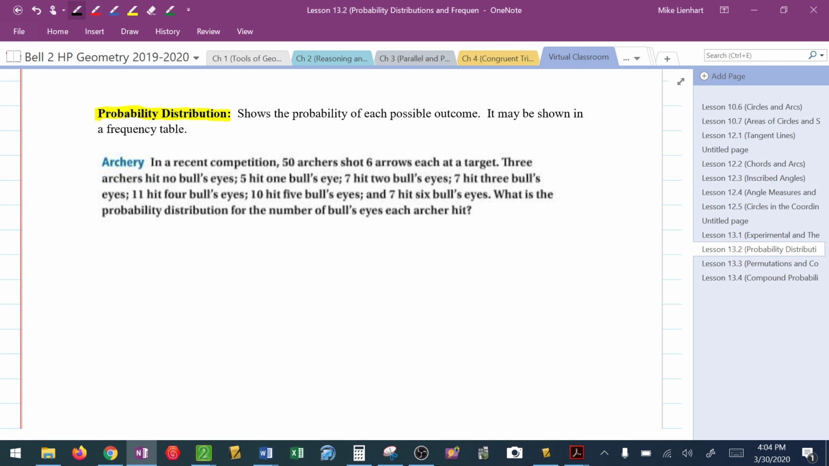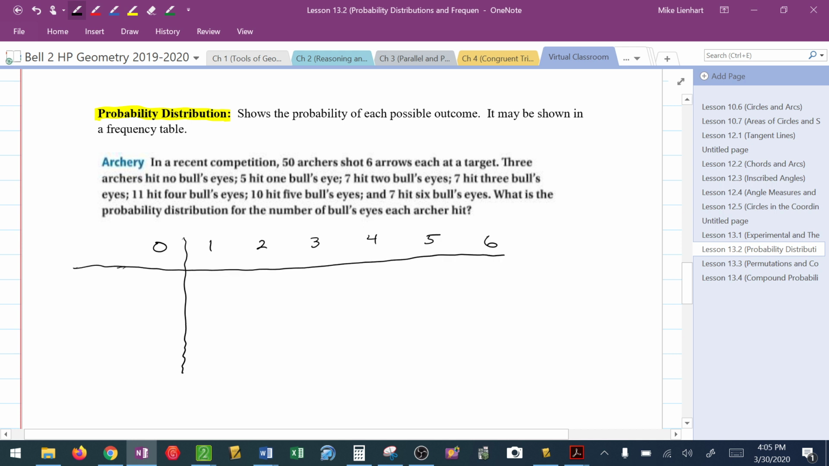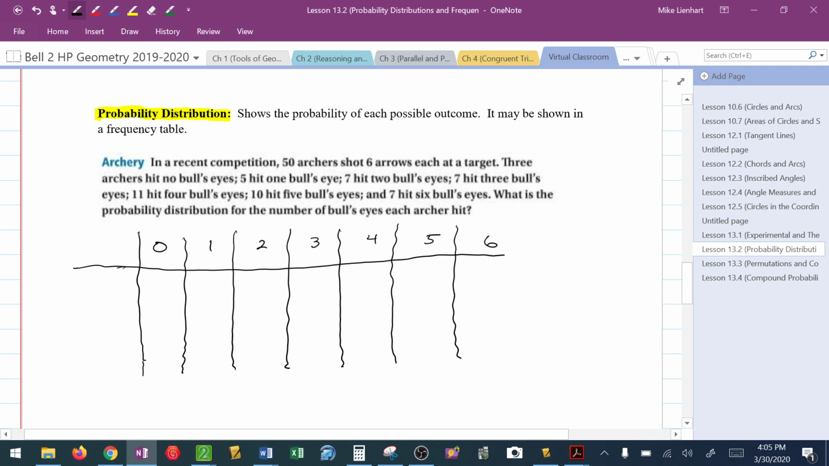So for this one, I'm going to organize my information like this. I got 0 bullseyes, 1 bullseye, 2, 3, 4, let me see, 5, and ooh, some people were smart enough to get 6. I'm going to block this information off kind of like this. I know my drawings aren't always the best, but this is how I make a frequency table. I could have also made it vertically. I just chose to do this one horizontally.